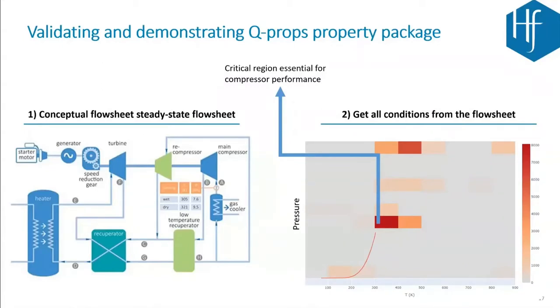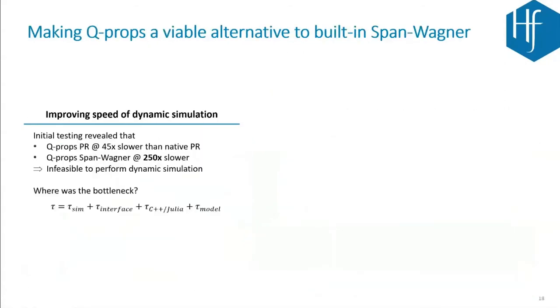And this can then be back validated together with the experimental data to see if we actually have data coverage of this simulation. The next step was really to make it a viable alternative to the built-in Span-Wagner. And what we really saw when we started doing simulations was that our QPROPS Peng-Robinson was about 45 times slower than the native Peng-Robinson, and the Span-Wagner was 250 times slower, meaning that it was completely infeasible to perform the dynamic simulation.